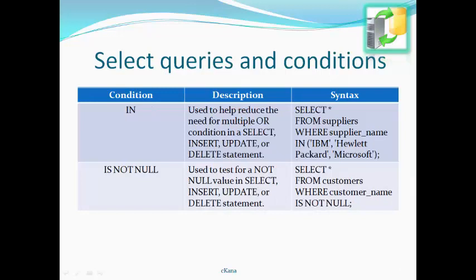The next condition is the IN condition. This is used to help reduce the need for multiple OR conditions in a select, insert, update, or delete statement. For example, select * from suppliers where supplier name in bracket IBM, Hewlett Packard, Microsoft. So this would return all the rows where the supplier name is either IBM, Hewlett Packard, or Microsoft.